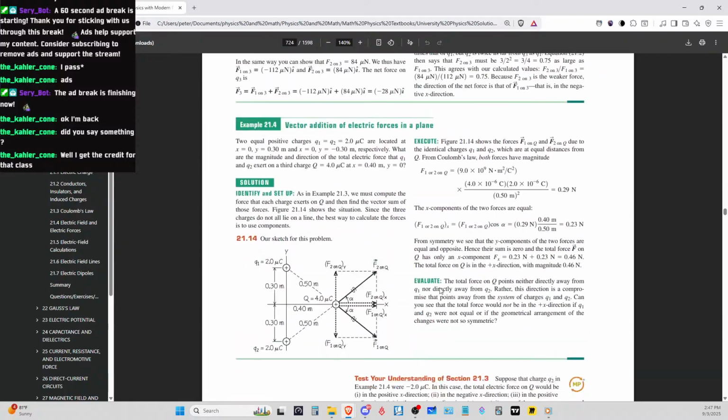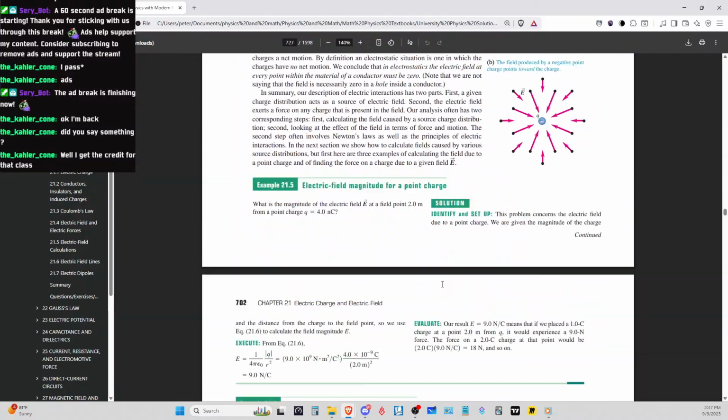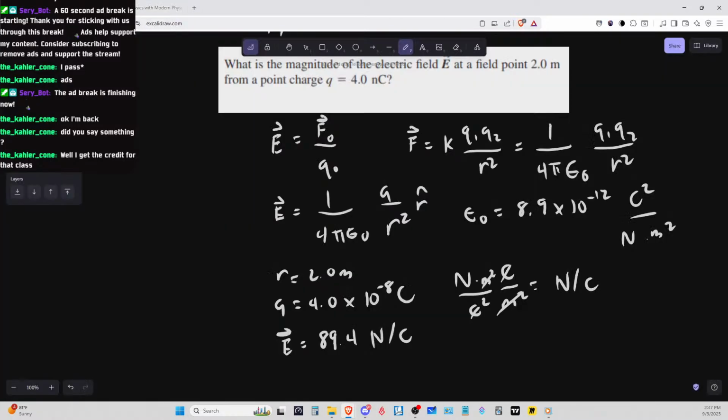Where were we? Oh yeah, right here. Okay. Alright. It makes it simpler to solve the questions.